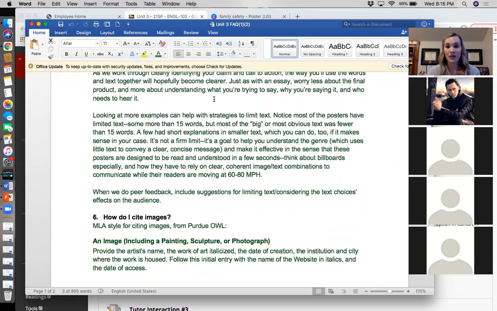Again, letting your images speak is the best way to do that, right? So be very particular with what images that you choose, right? You want the images to do a lot of the talking for you.